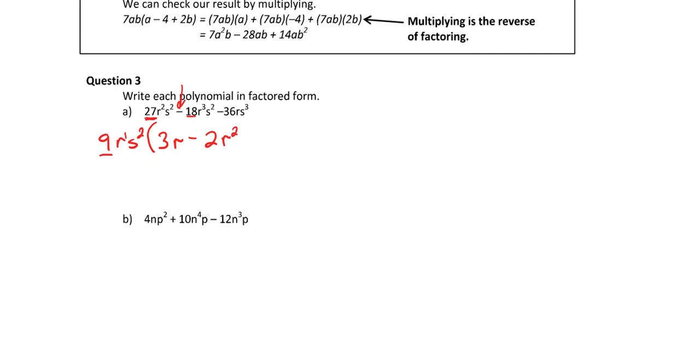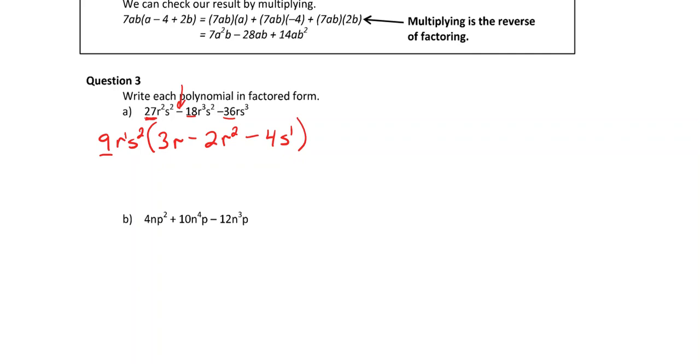And then what happened to my s? It's gone too. And then I move on to the next one. So minus 36 divided by the 9 we took out was 4. What about an r? I don't have it anymore, right? It canceled. And then s to the 1. Close your bracket, and you're done.